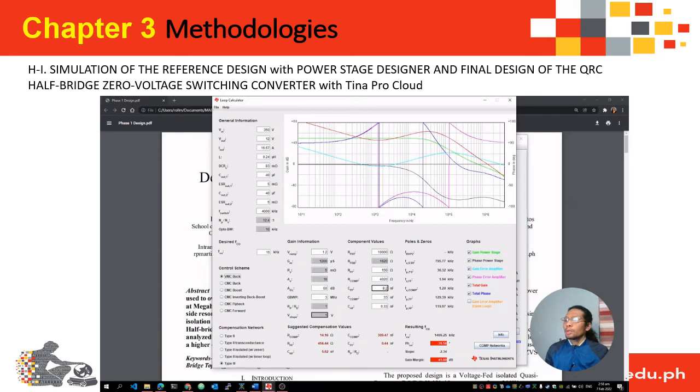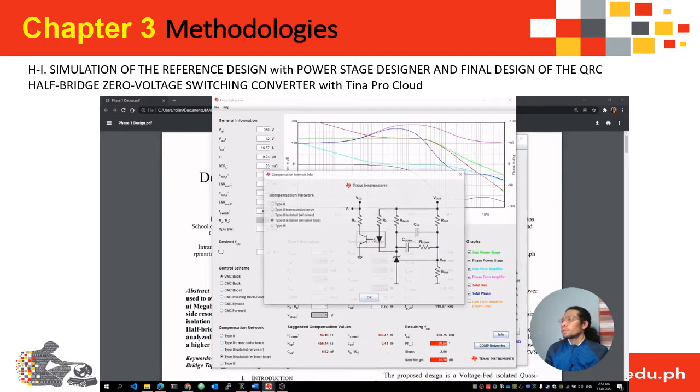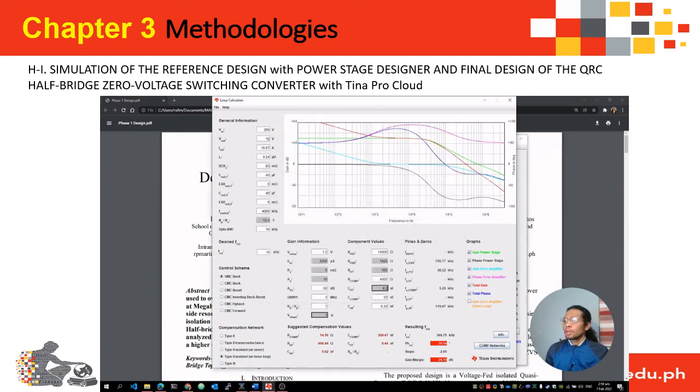lessen the output voltage or convert the higher voltage to lower voltage output. So we are going to use a compensation network of type 2 with inner loop, and this is the design for the compensation network as reference. Then these are the component values that we are going to use for the final design in Tina Pro.